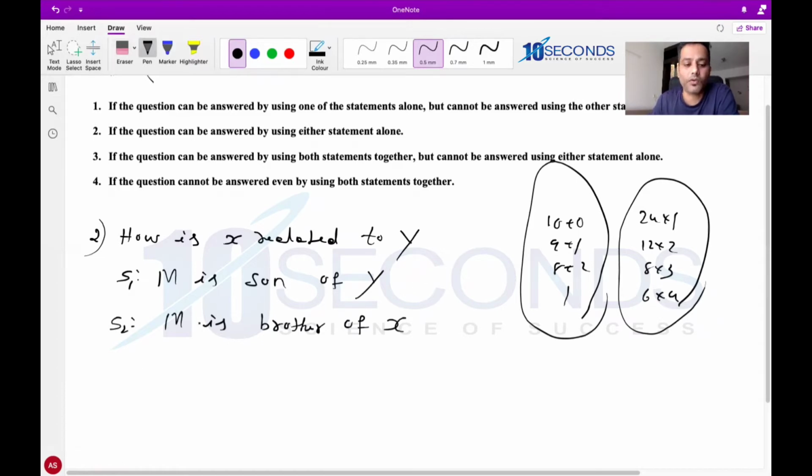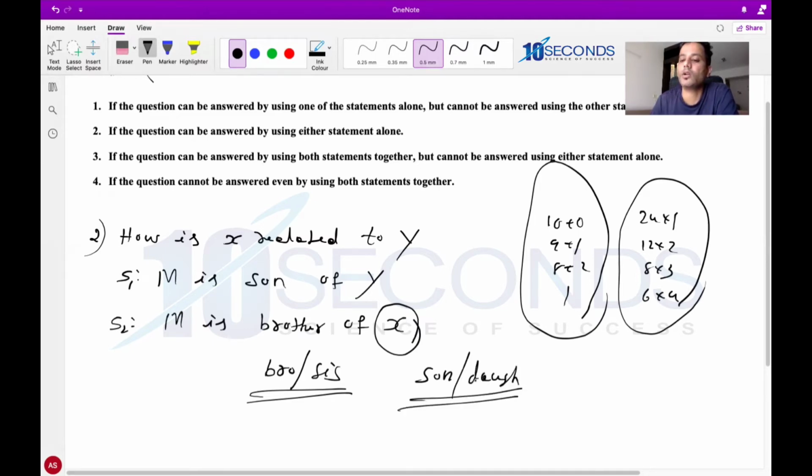If M is son of Y and M is brother of X, how is X related to M? X is either brother or sister of M, isn't it? M is brother of X, but X is either brother or sister. If X is brother, how is he related to Y? Son of Y. If X is sister, how is she related to Y? Daughter of Y. Now, how is X related to Y? X is either son of Y or daughter of Y, isn't it?